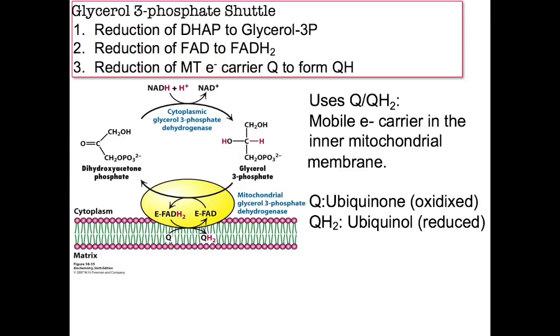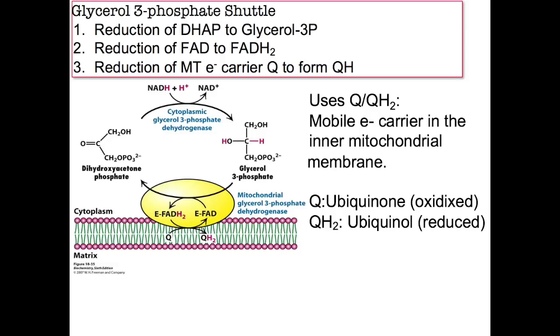Now this process is going to happen in 3 steps. The first thing we're going to do is reduce dihydroxyacetone phosphate to yield glycerol 3-phosphate. And so the reaction is dihydroxyacetone phosphate plus NADH plus a proton yields NAD plus glycerol 3-phosphate. Dihydroxyacetone phosphate is being reduced, and NADH is being oxidized to NAD plus.